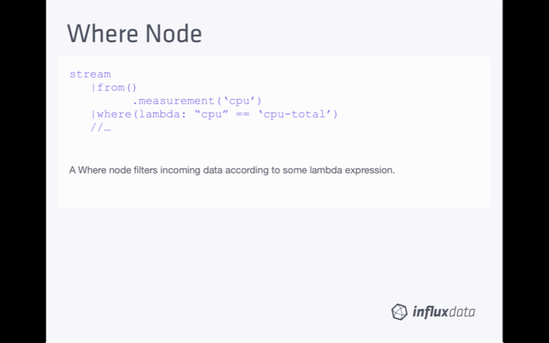So here in this stream, you would use the where node to filter according to a Lambda expression. This is an excellent example of that. Maybe you don't want the data for each CPU, you just want the roll-up for each machine. That's more helpful.